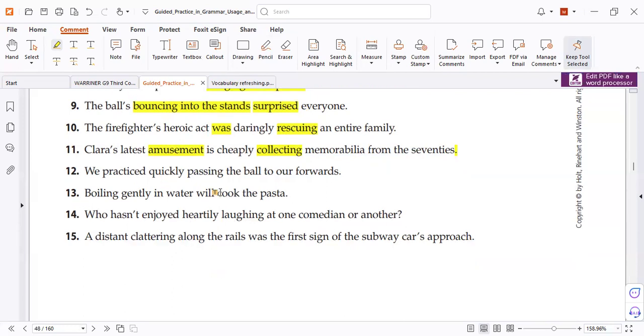Again, what will cook the pasta? Boiling. So boiling gently in the water will cook the pasta. Again, distant clattering along the nails was. That's why I told you to delete the phrases. Preposition phrase. Preposition phrase. Catch it? Yes. The subject, this is the verb.